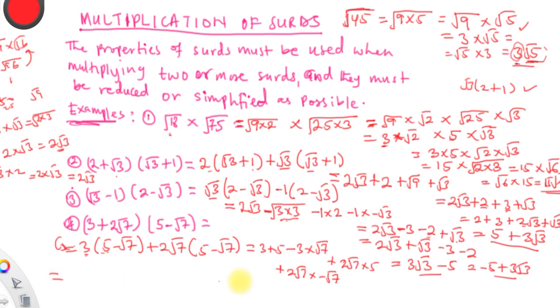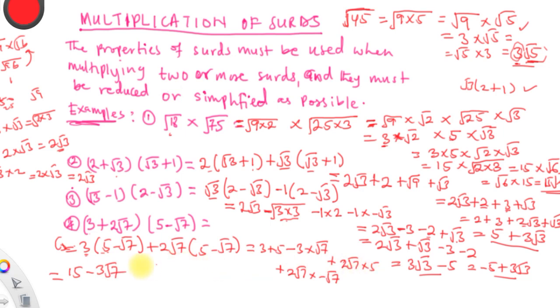So let's come here. This is equal to what? 3 times 5. You have what? 15. This is 15. And then minus 3 times root 7 is minus what? Minus 3 root 7. Put it there. So we are finished with this. We come here. 2 root 7 times 5.